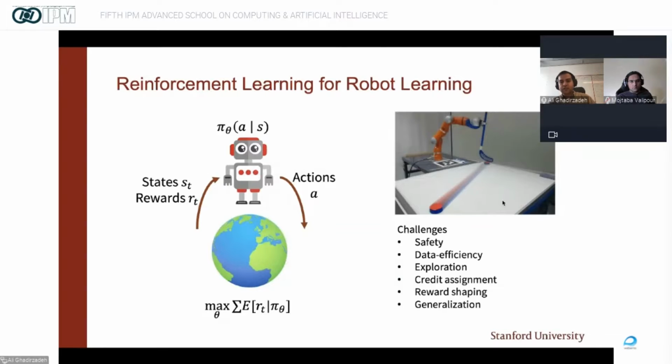Another problem is data efficiency. We're talking about mechanical systems, and mechanical systems can suffer from wear and tear. Therefore, you can't let a robot learn for a very long time. We are limited when we are working with real hardware. We're limited in the amount of data that is available to us. So we have to think about data efficiency. We have to develop methods that can learn from a limited amount of data.